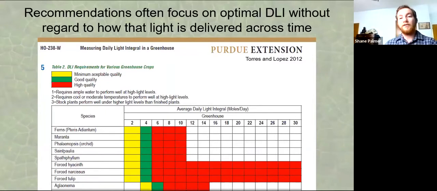Recommendations for horticultural lighting often focus on optimal DLI recommendations without necessarily talking about how that light is actually delivered to the plants across time. This is an example of a Purdue extension document that does just that. In this document, I think the word photoperiod was mentioned once or twice, but it's basically giving a breakdown of just the total DLI that's being recommended for different types of crops.